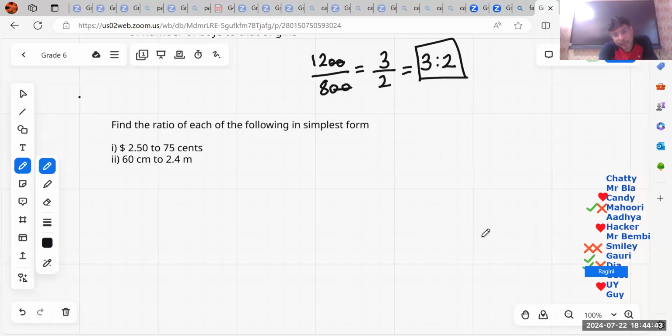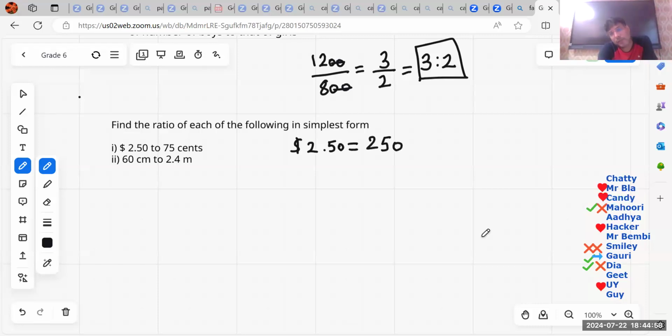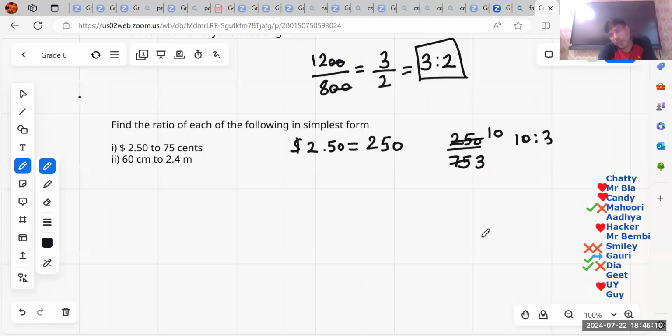I am explaining the first question, beta. Dollar 2.50 will be how many cents? Sir, 250. So 250 upon 75. We can divide them by 25. So it will be 10 by 3. So we can write it as 10:3. I solved the first question.